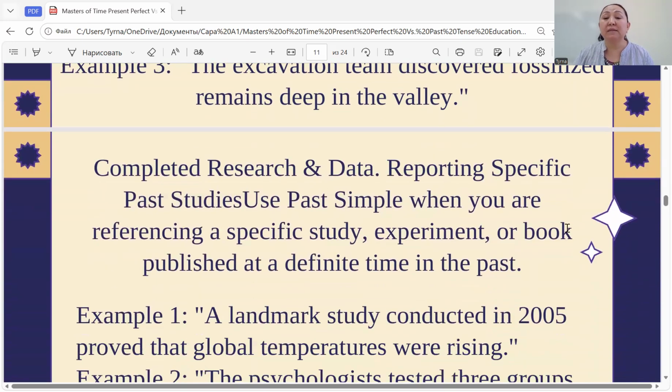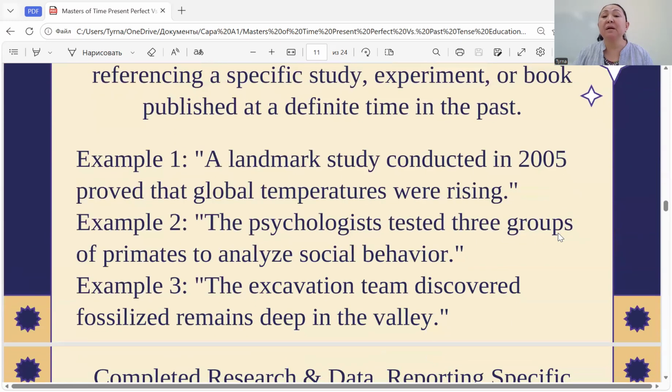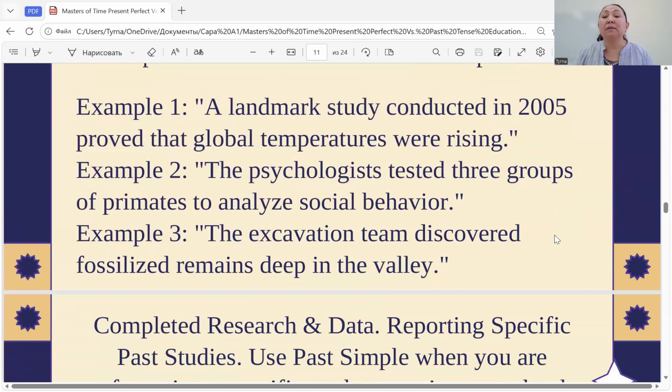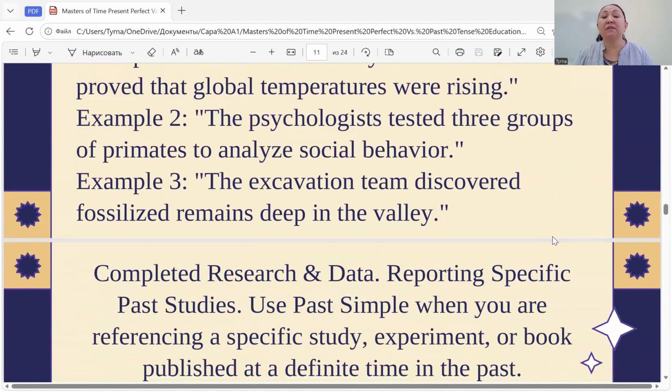Completed research and data. Reporting specific past studies: use past simple when you are referencing a specific study, experiment, or book published at a definite time in the past. A landmark study conducted in 2005 proved that global temperatures were rising. The psychologists tested 3 groups of primates to analyze social behavior. The excavation team discovered fossilized remains deep in the valley.